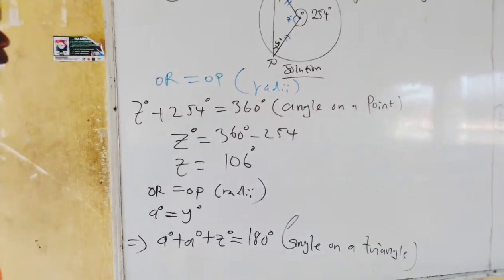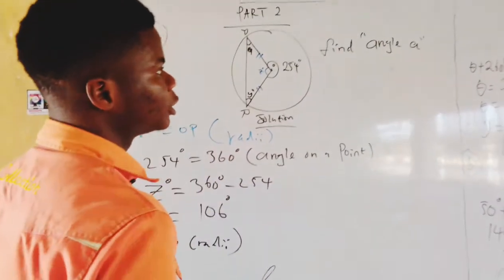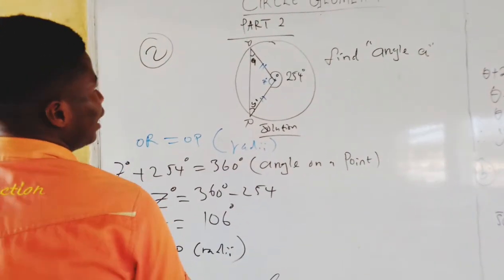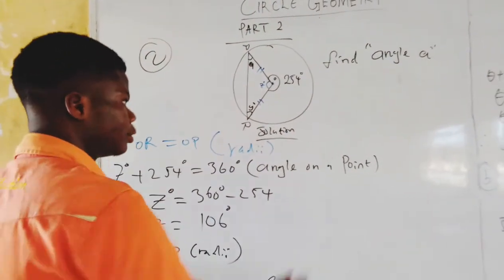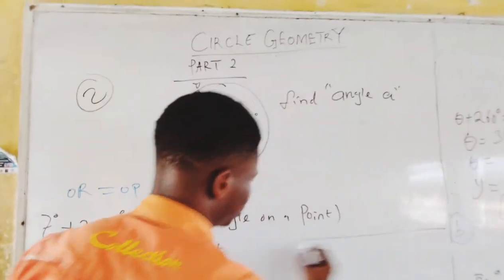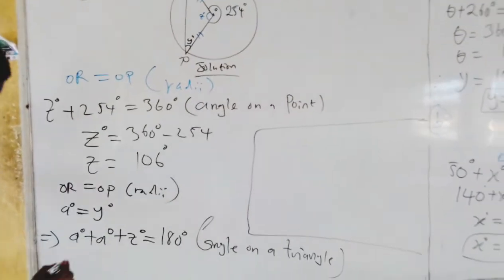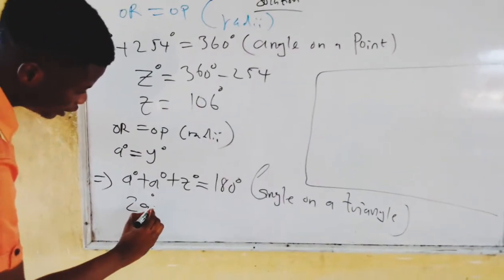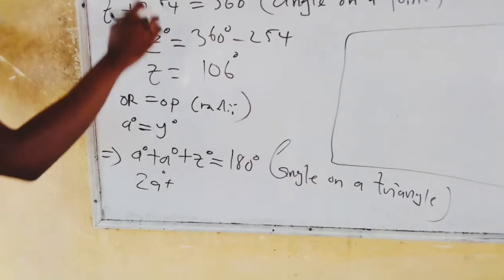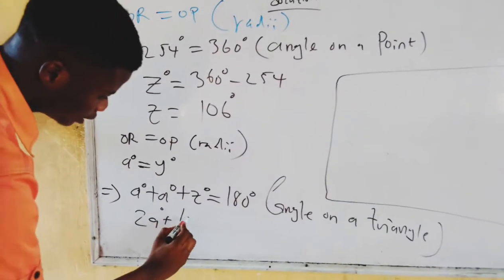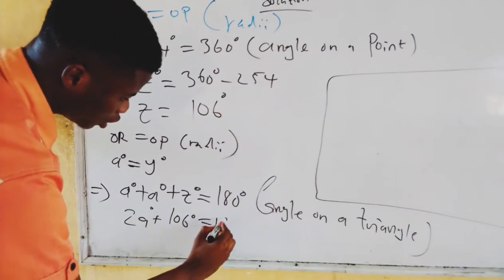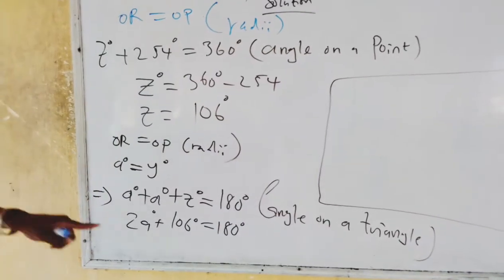So now I got it like this. I'll solve it in this box. So A plus A will give me 2A degrees plus my Z degrees. What is my Z? My Z is 106 degrees, equal to 180 degrees.